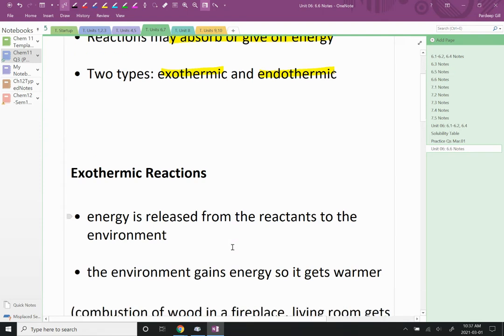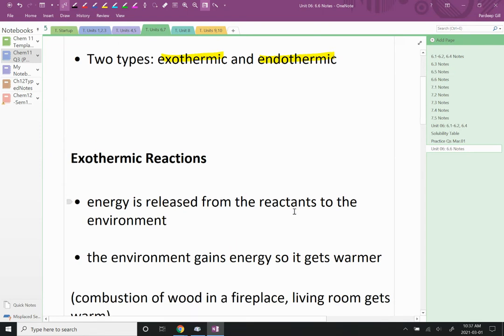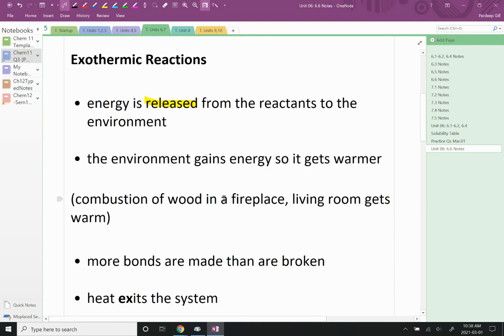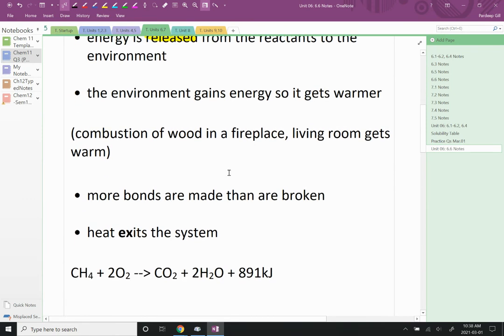These are reactions where energy is released from the reactants to the surroundings or the environment. So energy is released, and the environment then gains the energy and it's going to get warmer. An example would be combustion of wood in a fireplace, and the living room gets warm. More bonds are made than are broken, and heat exits the system. Try to remember that: exothermic, heat exits.